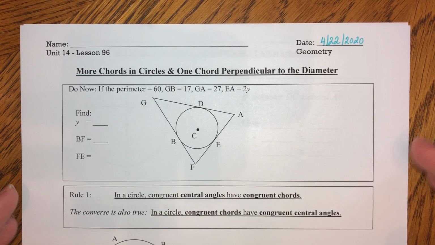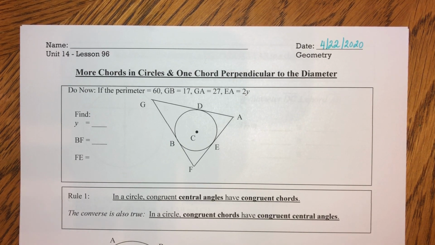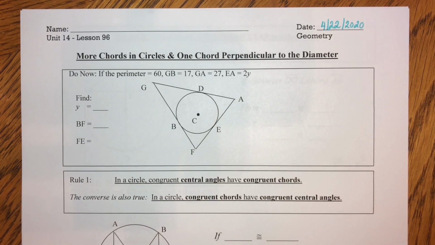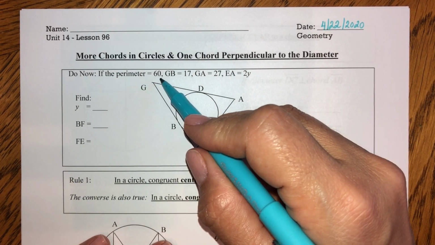This is a review question based on the material from yesterday. This is what we would have done in class. I decided to just leave it on here because it's a good practice problem. If you want to shut this off and try it yourself first and then come back, feel free. All right, here goes. They told me this entire triangle has a perimeter of 60.